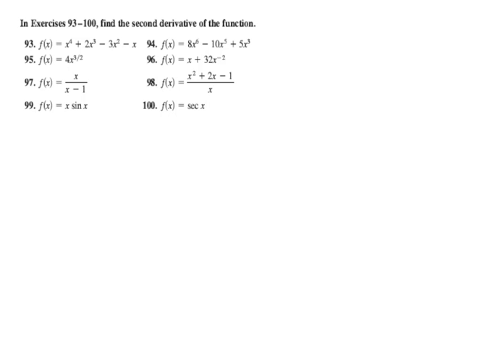In this next video, we come to exercises 93 through 100, in which we want to find the second derivative of the given function. The second derivative is just the derivative of the first derivative. So in problem 93, we start with x to the fourth plus 2x cubed minus 3x squared minus x. Then the first derivative will be 4x to the third plus 6x squared, then minus 6x and minus 1. The second derivative would be 12x squared plus 12x minus 6, and that's the second derivative.